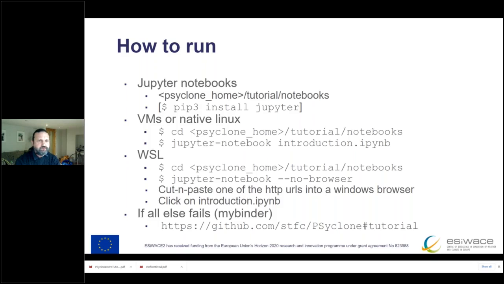It's a little bit different for WSL, that's what I use, but in that case, there's no web browser easily installable in it. So the easiest way to do it is to go to the same place, tutorial/notebooks, and then this time, as Andy said before, do jupyter notebook with a no-browser option, and that will just start up. You'll see some URLs that are shown as things that you could use, and then just go into your Windows browser and paste that in, and you should get through to the same thing, the introduction.ipynb.